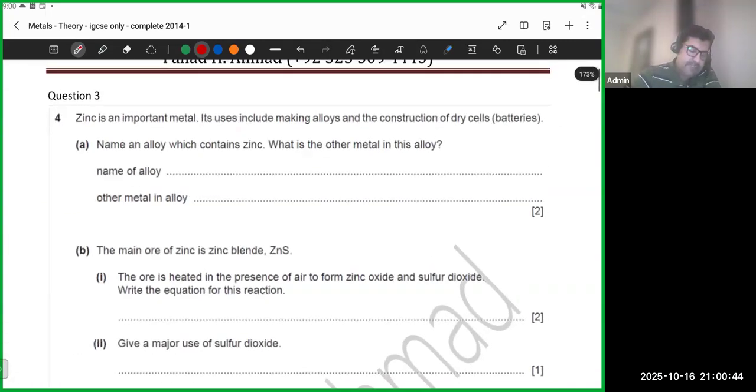Okay, name an alloy which contains zinc. What other metal is in it? So tell me, which alloy contains zinc? Anyone? Which alloy contains zinc? Apart from steel, what other alloys do you have? Zarar, Zainab, Taha, alloys. Tell Hania also the alloy.